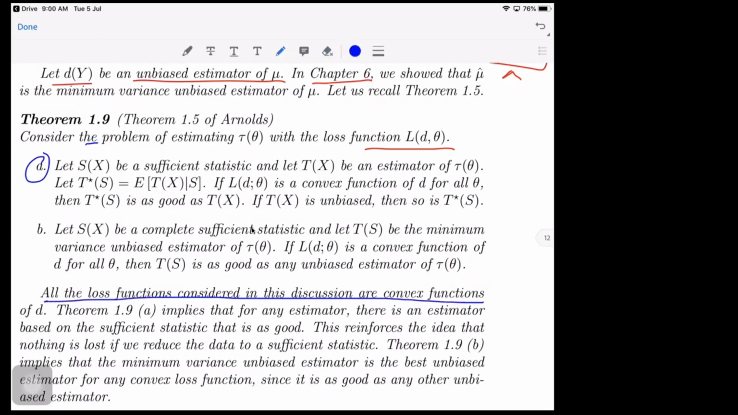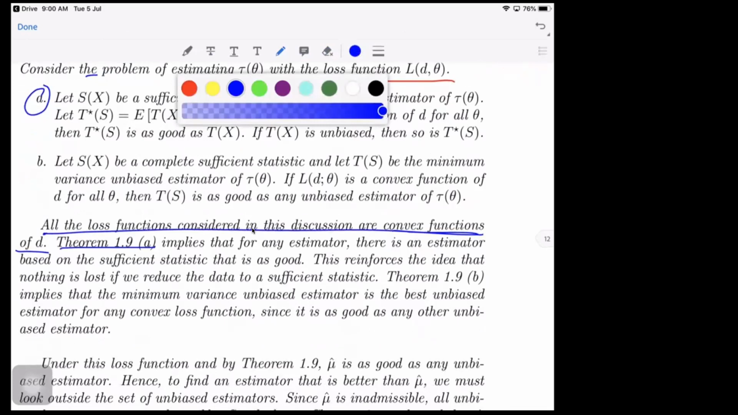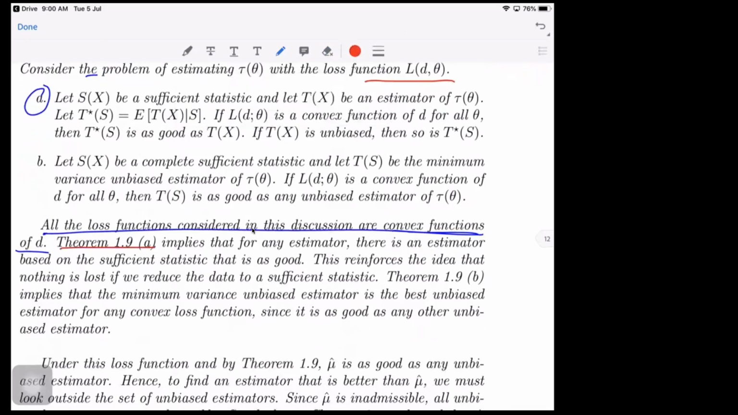This is only true if the loss functions considered in this discussion are convex functions. So theorem 1.9a implies that for any estimator, there is an estimator based on a sufficient statistic that is as good, which is as good as your T of X. So this reinforces the idea that nothing is lost if we reduce the data to a sufficient statistic.